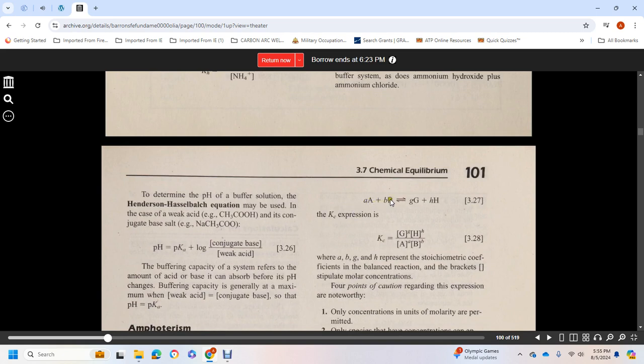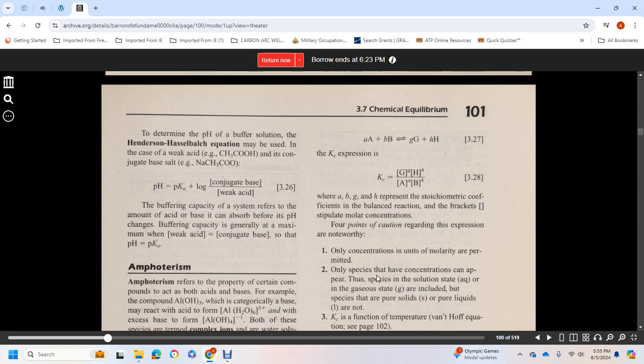aA plus bB equals gG plus hH. The equilibrium expression is Kc equals [G]^g [H]^h over [A]^a [B]^b, where a, b, g, and h represent the stoichiometric coefficients of the balanced reaction, and the brackets stipulate molar concentration.